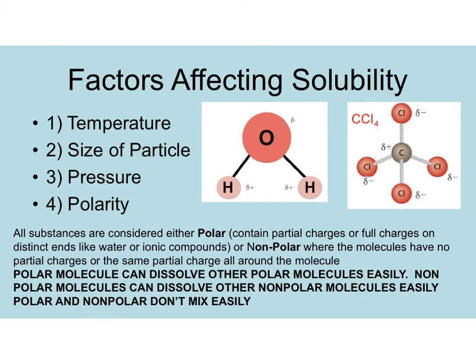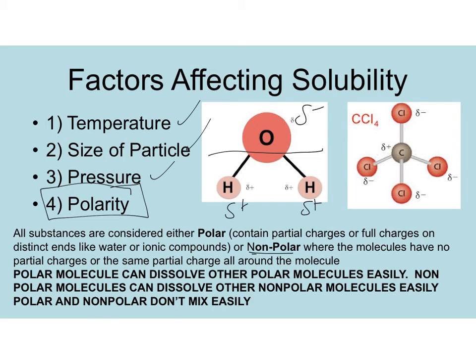Now, the last thing we have to talk about is the last indicator of whether something will dissolve. We talked about temperature, size of particle, and pressure. The last one is polarity. All substances are considered either polar, and this is just a recap. If you're polar, you contain partial charges or full charges on distinct ends, like water or an ionic compound. So this is a polar compound here because I have a partial negative here and a partial positive here.